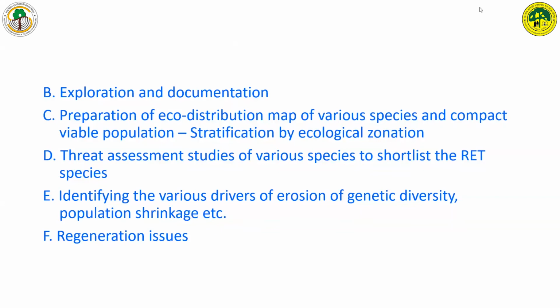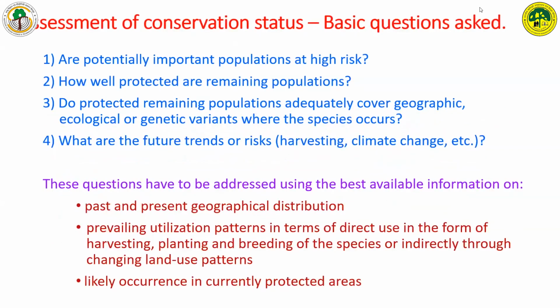Now, after that, we'll do the exploration and documentation. As I told you, a lot of field work is required, and the preparation of the eco-distribution map of the various species. After finalizing one particular species and the compact viable population, I will have to prepare a map which will give me some idea, that is, the stratification by ecological zonation. And as I told you, the threat assessment studies of various species are to shortlist the priority species, or the RET, rare, endangered, and threatened species.